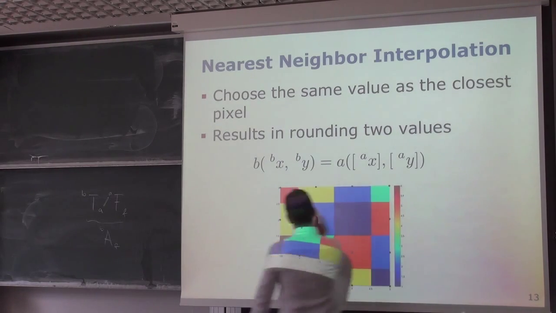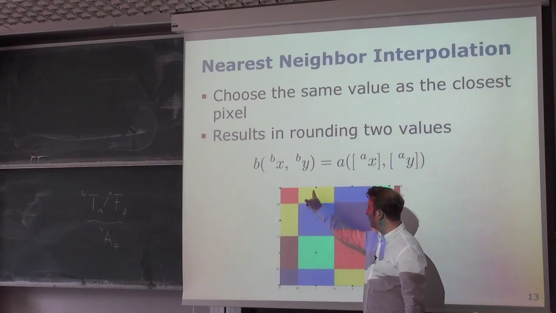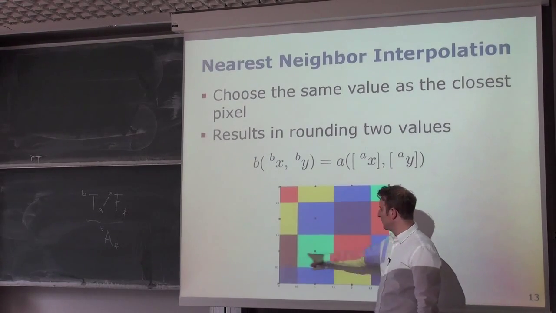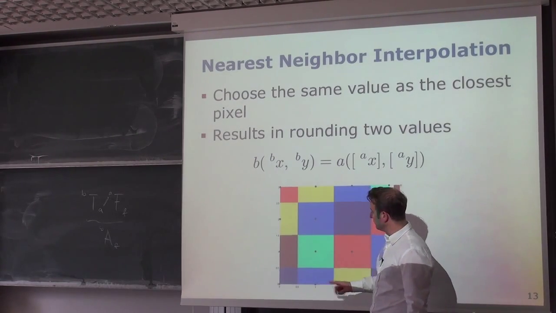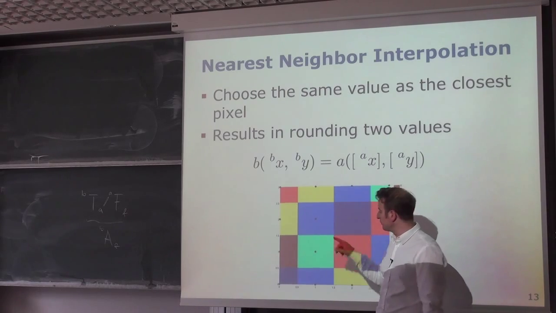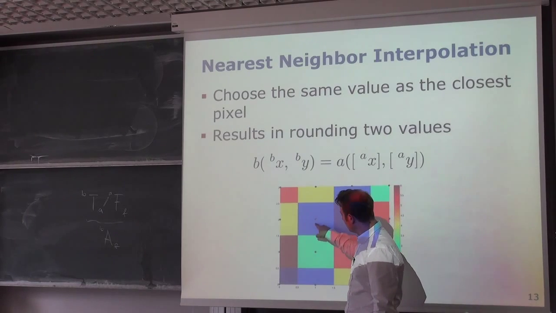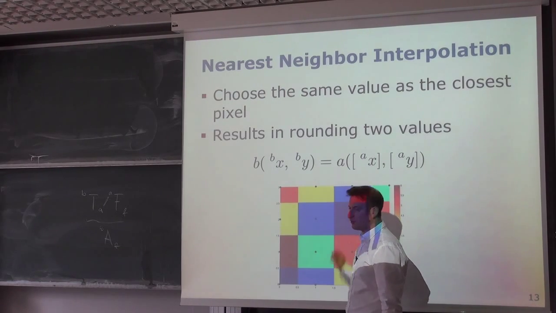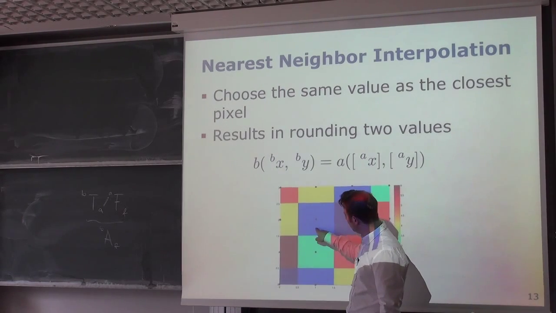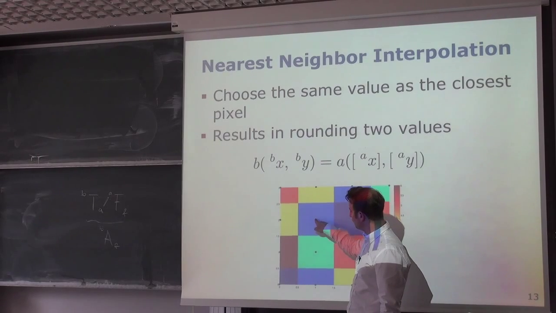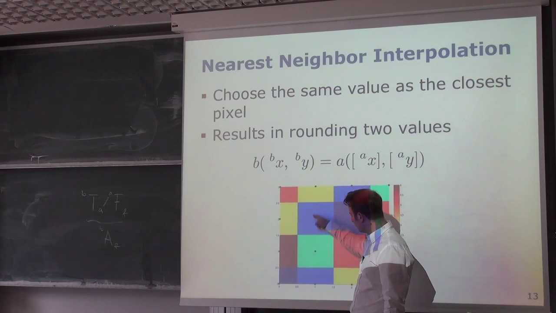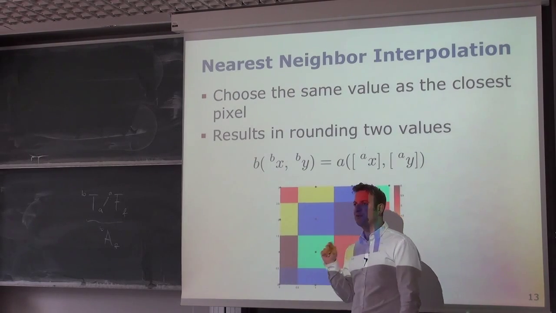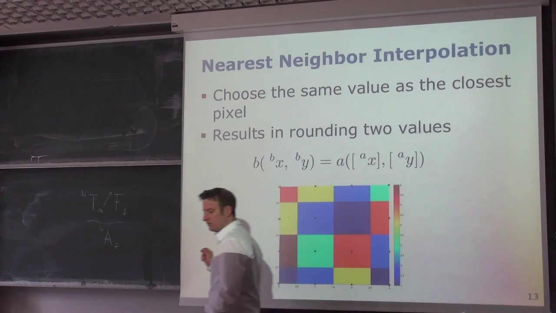If the black spots here are the points for which I have the color information, just for illustration, and I want to compute the intensity values everywhere in the middle, I would get this shape. If I compute this value over here, this is the closest one, it gets blue. If I'm here, I end up at cyan. So it's just a crisp assignment to the closest point that I have.